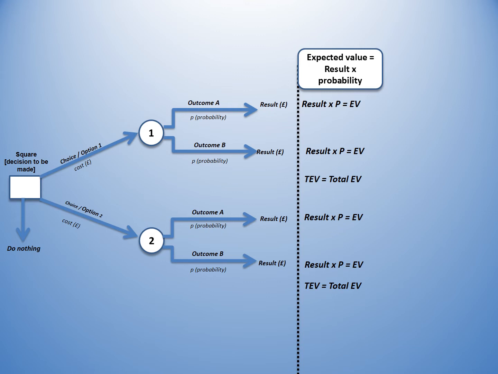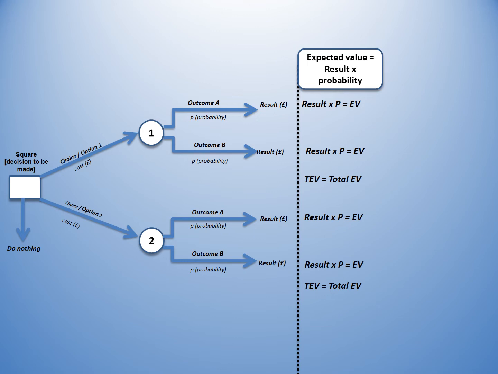Now the way that you do that is you simply get result times probability equals EV, and then add the two of them together to give you the total EV. And you have to do that for both of your outcomes, for both of your options, sorry.